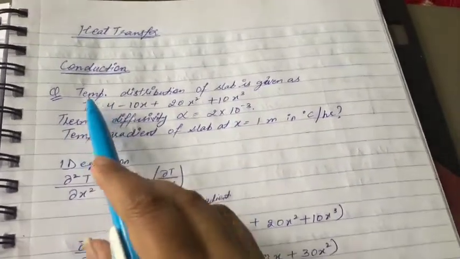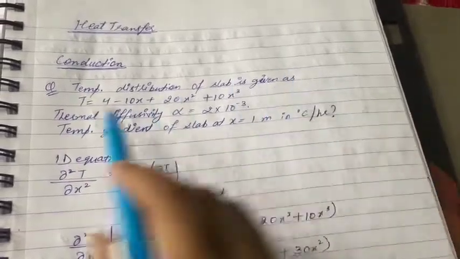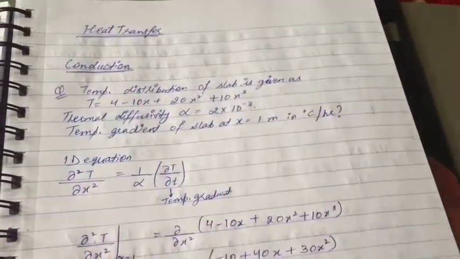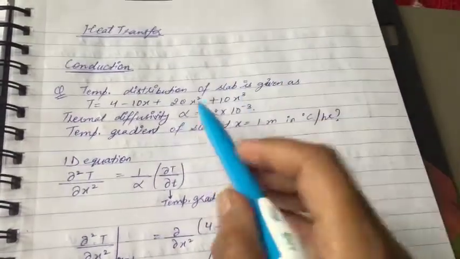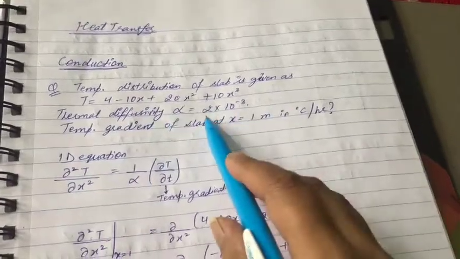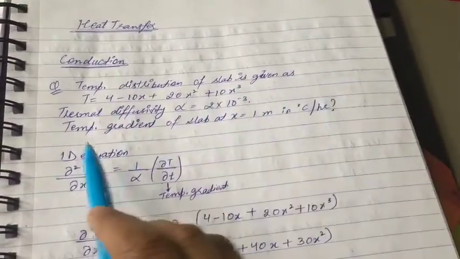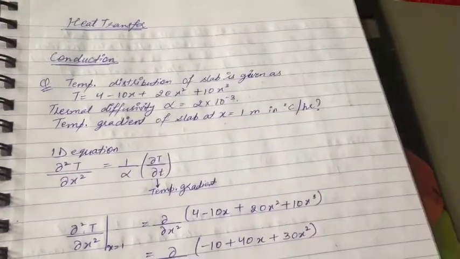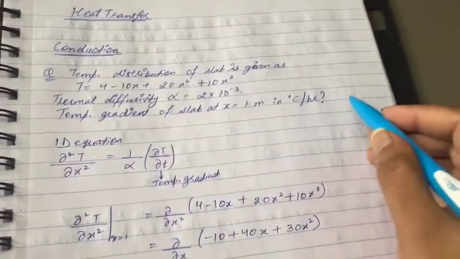Our first question is: the temperature distribution of a slab is given by this relation, T is equal to 4 minus 10x plus 2x square plus 10x cube. Thermal diffusivity alpha is given as 2 into 10 to the power minus 3. We have to find the temperature gradient of the slab at x is equal to 1 meter, in degrees Celsius per hour.